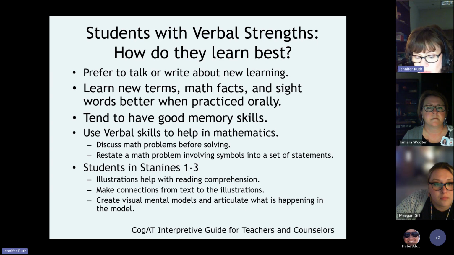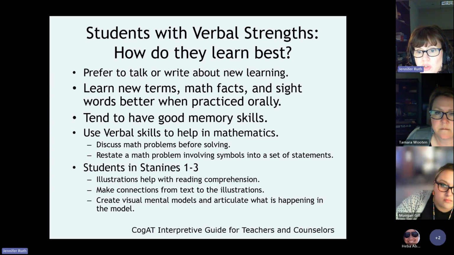On the other hand, a student who's a V negative tends to underperform in school because they do not learn best through reading, writing, listening, speaking. They do not learn best through listening to a teacher teach or reading something independently. So if a student is V negative, we need to think about different ways that we can present the information for those students.